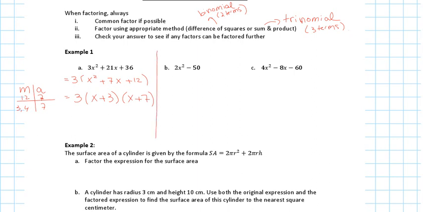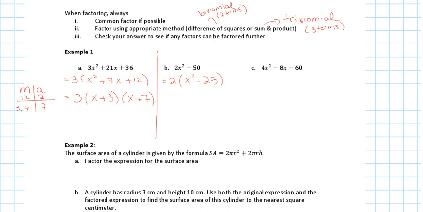So you're always looking at the common factor first. What would be your greatest common factor, if you have any? Sometimes you don't have any greatest common factor, then you can skip that part. Okay? So if I'm looking at 2x squared minus 50, what would be my greatest common factor? 2. So if I factor out a 2, then I have x squared minus 25.